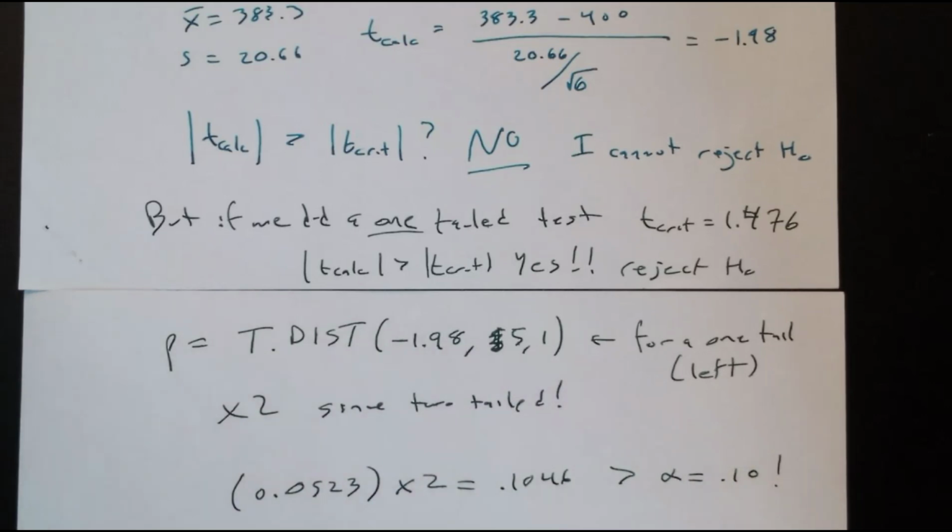Since P is bigger than alpha, I don't reject my null hypothesis. If I was doing a one-tail test, then I would have.